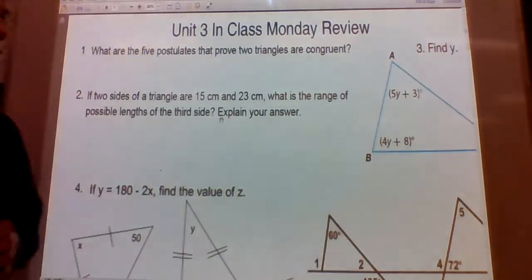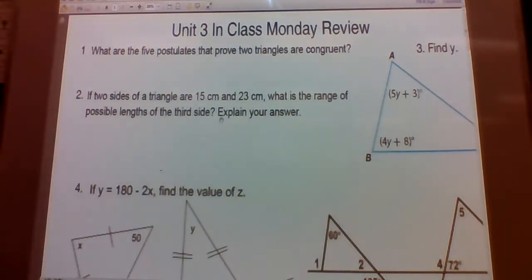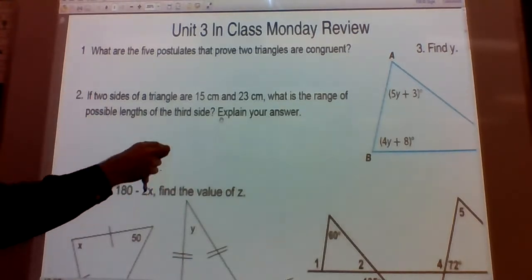Okay, this is the in-class review from Monday for the Unit 3 test on triangles. Number one is asking, what are the 5 postulates that prove 2 triangles are congruent? So we've talked about 5 different postulates that allow us to conclude that triangles are congruent.